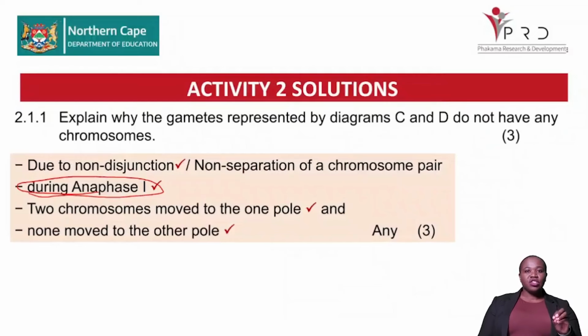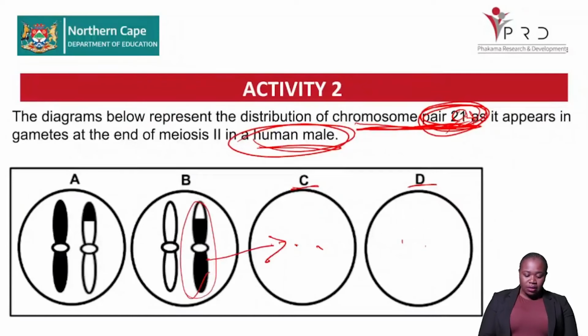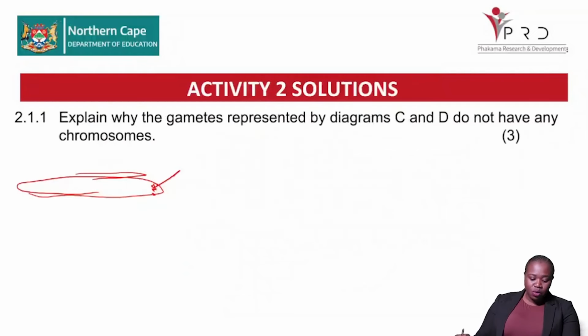We would experience non-disjunction in one of the two resulting cells at the end of meiosis. But now, because the mistake happened right at the top, it means that all the cells are going to be affected. So this shows that it is during anaphase 1. So you score a mark for mentioning when it has taken place, right? And then 2 chromosomes moved to one pole. Now you are explaining exactly what happened when this non-disjunction was happening. 2 chromosomes were pulled to the same pole and none moved to the other pole, which is why we have what we are seeing here, which means that normally what we would expect to see here would have been one chromosome in cell C and the other chromosome in cell D, which would mean that a normal gamete would have 1 chromosome each. However, in this case, that will not be the case because of non-disjunction.